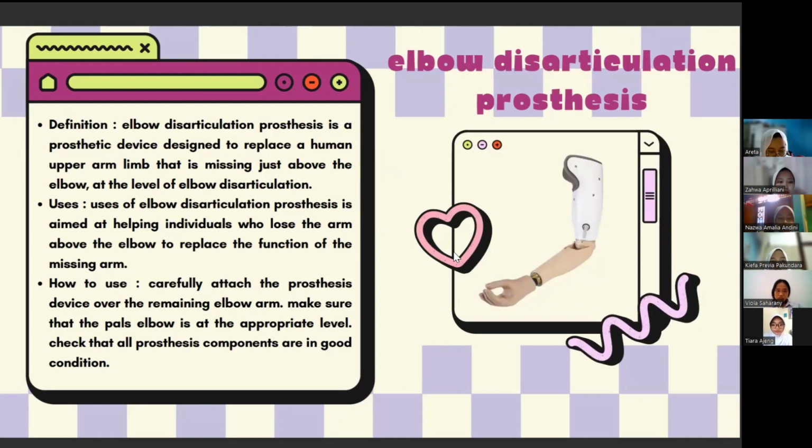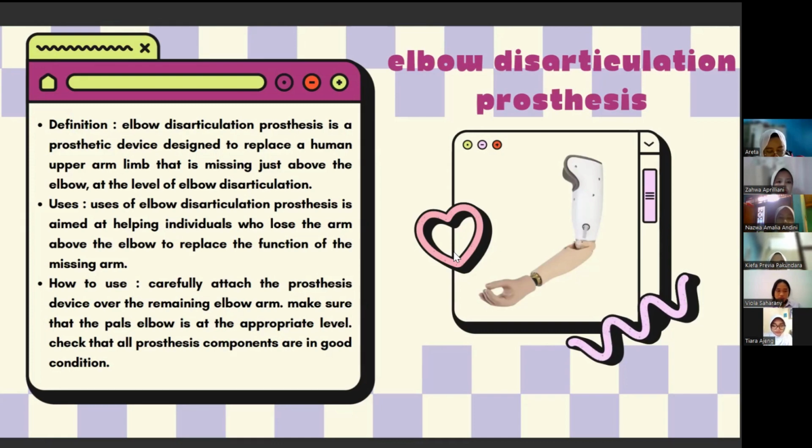Use of elbow disarticulation prosthesis is aimed at helping individuals who lost the arm above the elbow to replace the function of the missing arm. How to use: carefully attach the prosthesis device over the remaining elbow arm. Make sure that the prosthesis elbow is at the appropriate level. Check that all prosthesis components are in good condition.